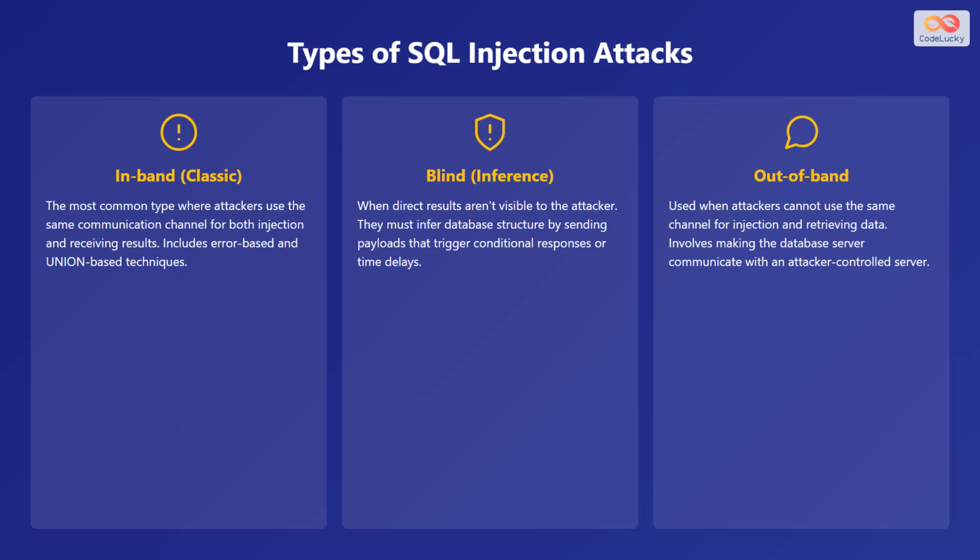Finally, we have out-of-band SQL injection. This is used when attackers cannot use the same channel for both injection and retrieving data. It involves making the database server communicate with an attacker-controlled server, often by using features like database links or external procedures.